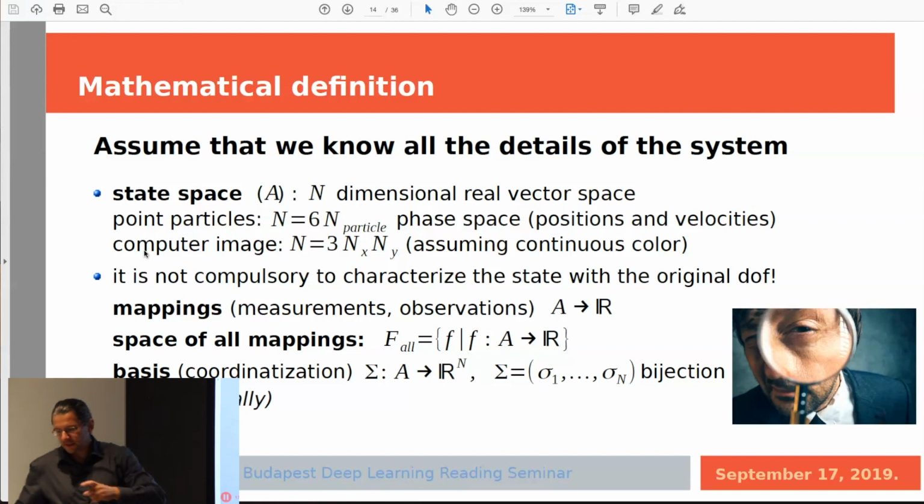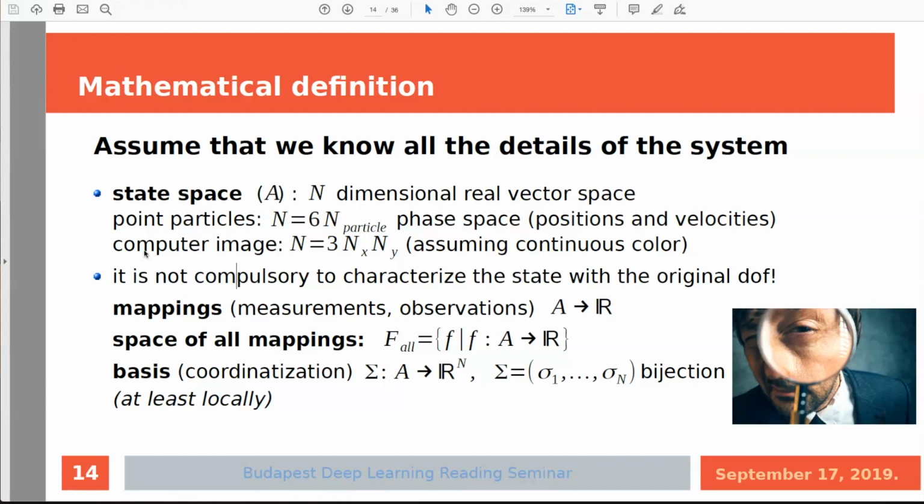On a computer image, assuming that all colors are real numbers, which they are not, but anyhow, in this case we assume that, then the dimension of this vector space is 3 times nx times ny. Okay. But it is not compulsory that we use the original degrees of freedom, the original characterization. We can change characterization very easily. Technically, we define some mappings or measurements or observations which map a state to a real number. And then we can collect all of the mappings. It's a very huge space, of course. But then we can form a basis from them, which goes from the state space to R to the n, so n real numbers, which should be a bijection at least locally, and also invertible locally.